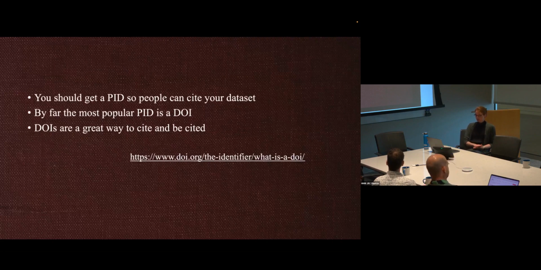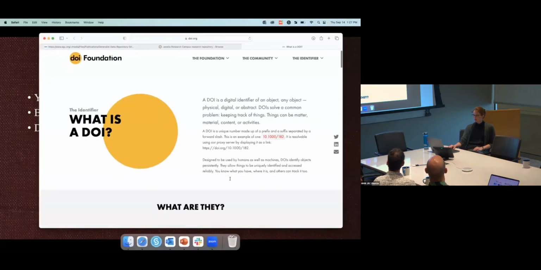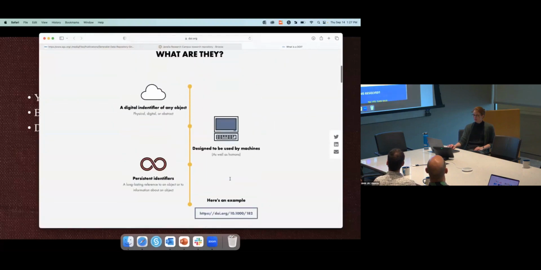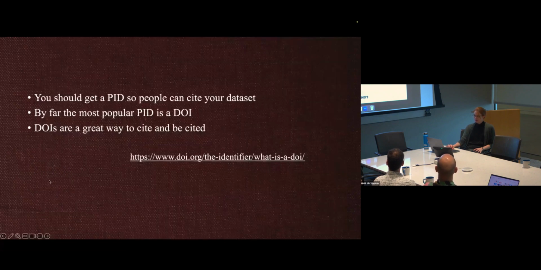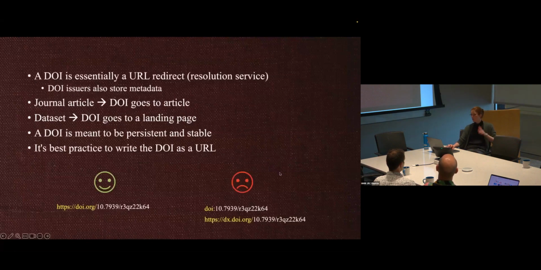So you should get a persistent identifier so people can cite your data set. It creates a sort of provenance in a common language that people recognize and machines recognize. So by far the most popular persistent identifier is a DOI. DOIs are a great way to cite and be cited. If you want to learn more about DOIs, you can check out the DOI Foundation. They are sort of the overarching entity that manages DOIs. But yeah, I'll talk about what a DOI is.